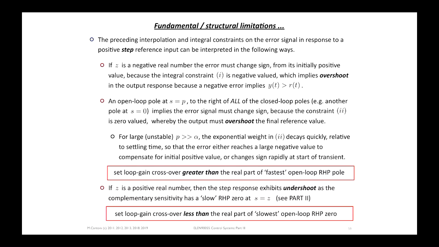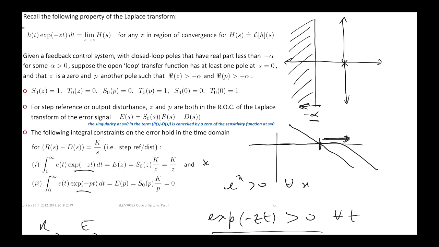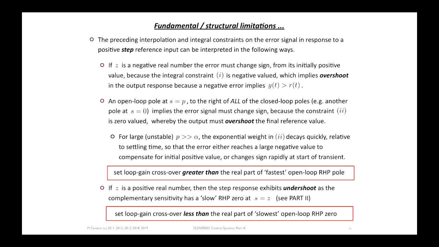Okay, so there's a point to this analysis. It's not very complicated analysis. It's really just based on the definition of the Laplace transform, which leads to these integral constraints, which then leads to these guidelines for design in different cases. Okay.